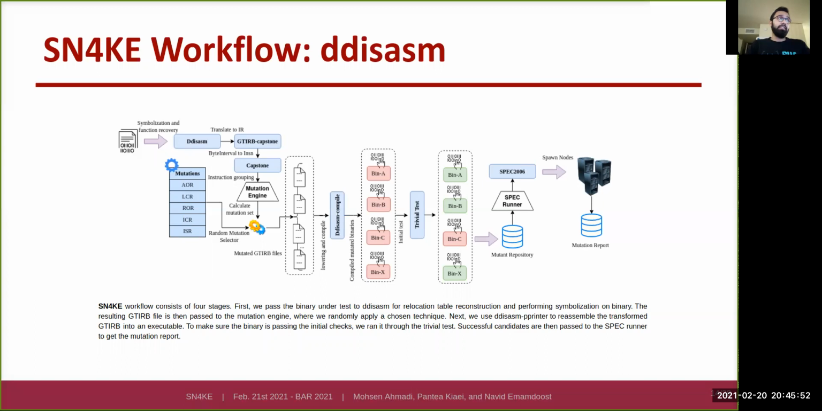And finally, the results of the mutated good verbs will go to the Disassem compilation, or basically the pretty printer, where we reassemble the files and compile the binaries, and the binary will be passed to the trivial test. The binaries that successfully pass that health check will be passed to the spec runner to find which of them are killed or which of them passed the test.